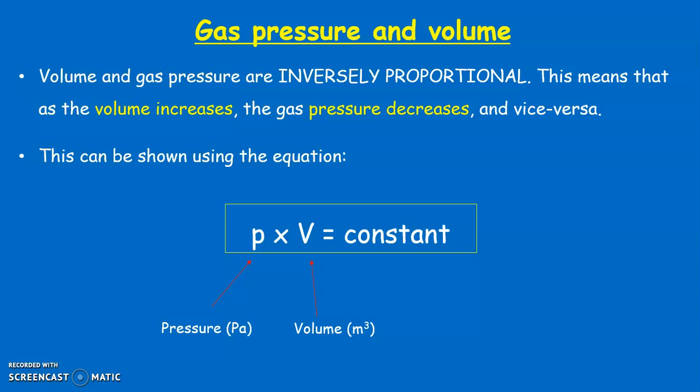And this equation is very important. P is your pressure in pascals, V is your volume in meters cubed. What that tells us is P times V is a constant. If we double P, we must halve V to get the constant value. If we double V, we must halve P to get the constant value. If we triple P, we must reduce V by a third, and so on and so on.